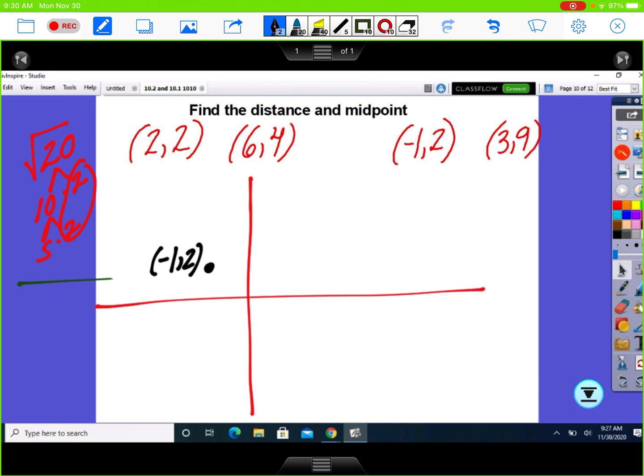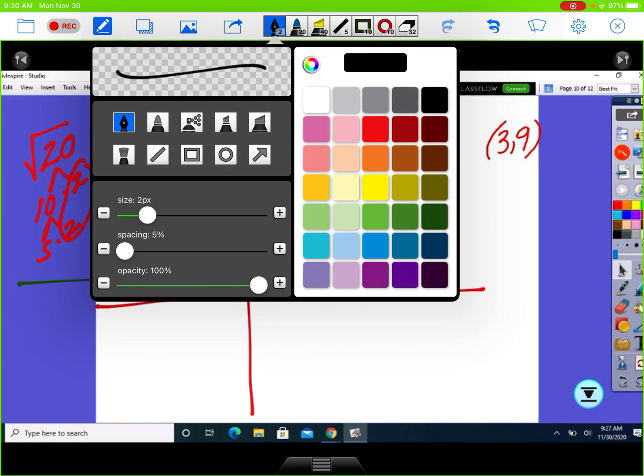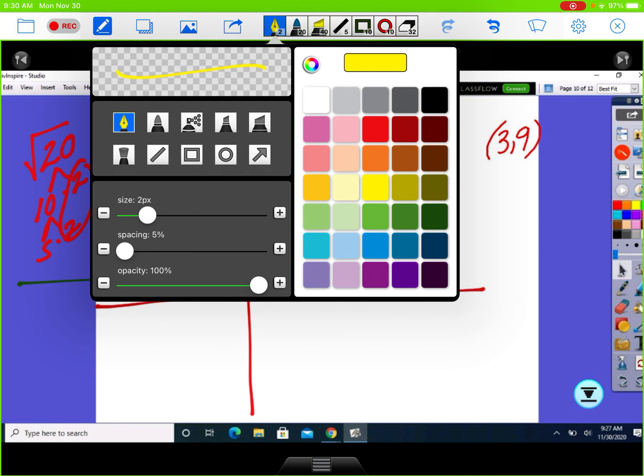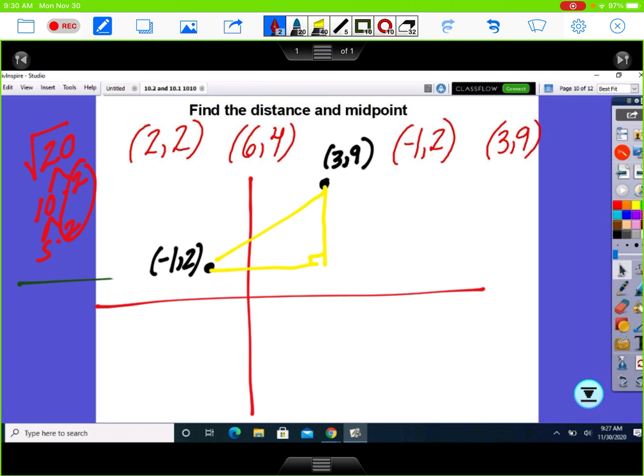Then we're over 3, up 9 units. So then, drawing in myself a little right triangle, what would be the distance of the x's? From -1 to 3 is how many units? 4 units, right? We're thinking in distances. From 2 up to 9 is how many units? So then you would be doing 7 squared plus 4 squared equals distance squared, right?